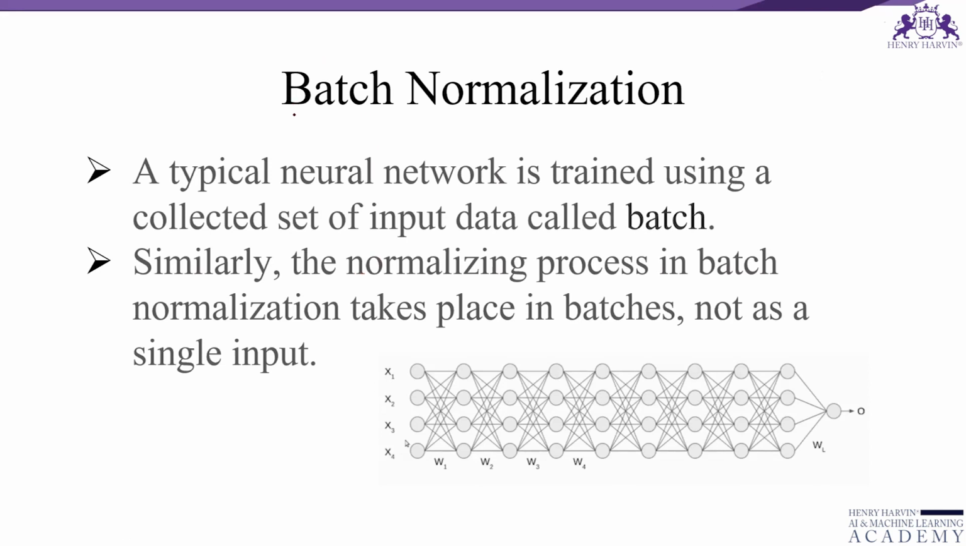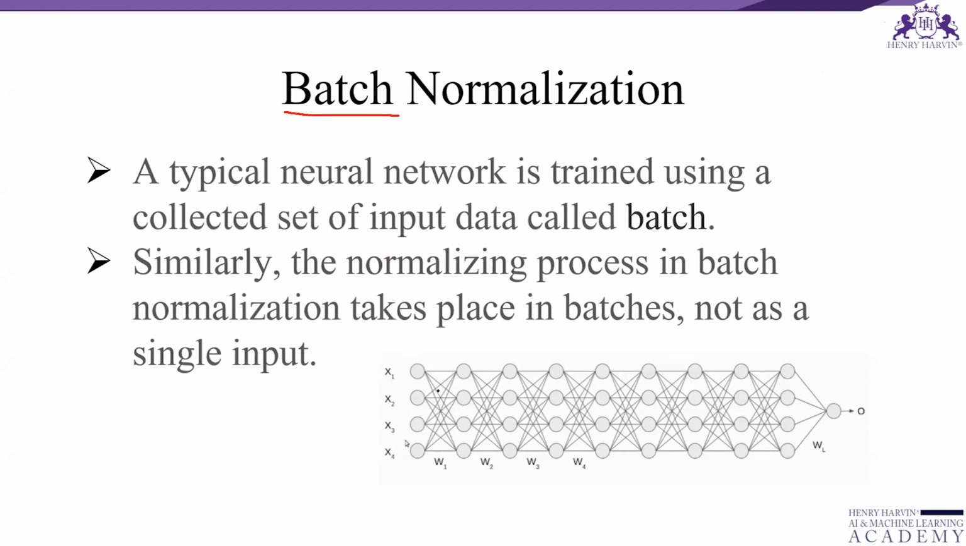We are saying batch normalization. So what is meant by batch? A typical neural network is trained using a collected set of input data, which is called a batch. So the normalizing process in batch normalization takes place in batches, not as a single input. How do we understand this?